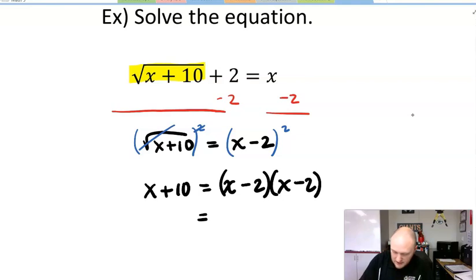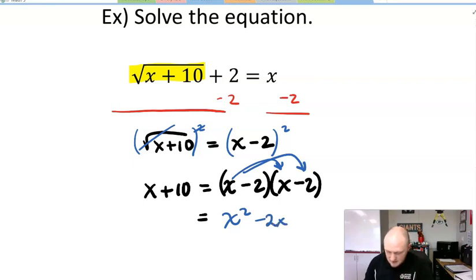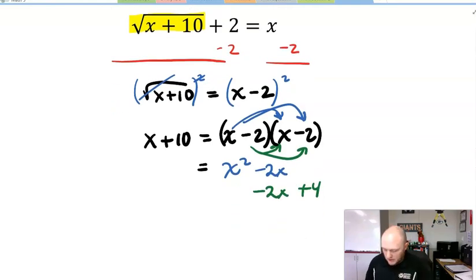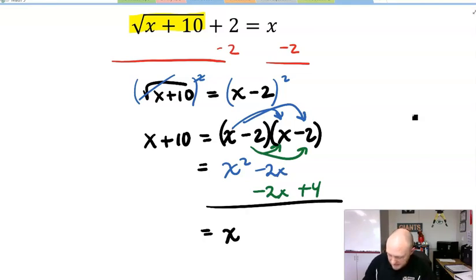You have to use FOIL. I'm going to go ahead and multiply this x to give me x squared, this x to give me negative 2x. I'm going to multiply this negative 2 times x, and then this negative 2 to give me positive 4. Right? So FOIL that out. You get x squared minus 4x plus 4 is equal to x plus 10.